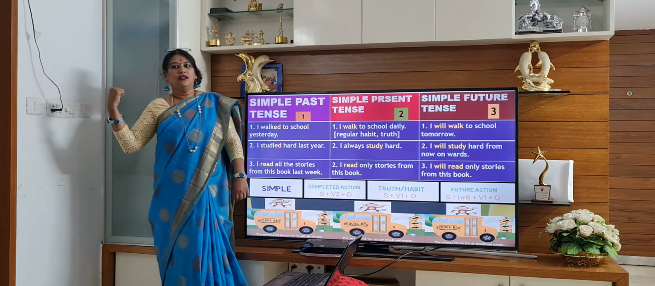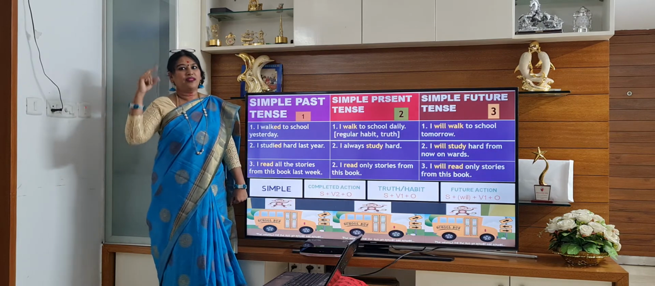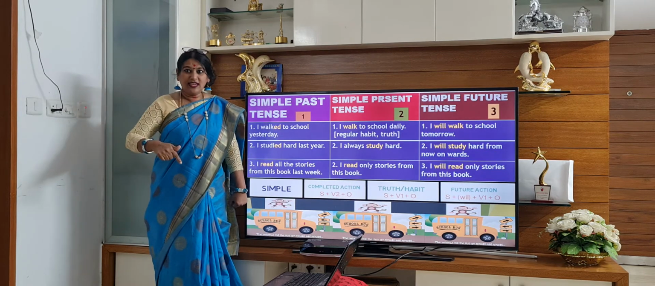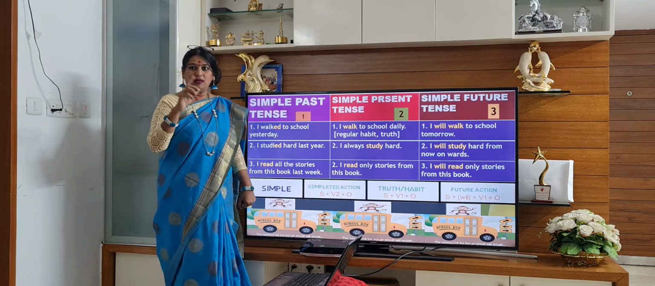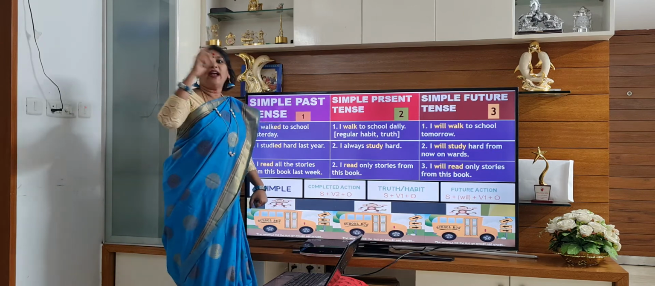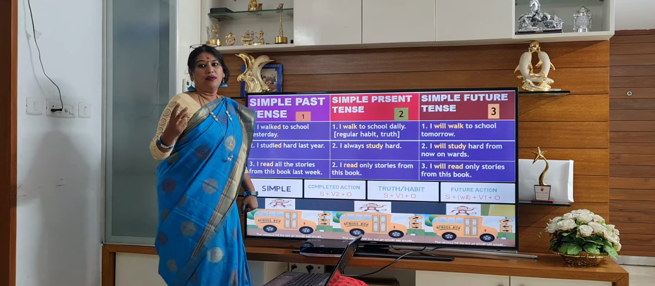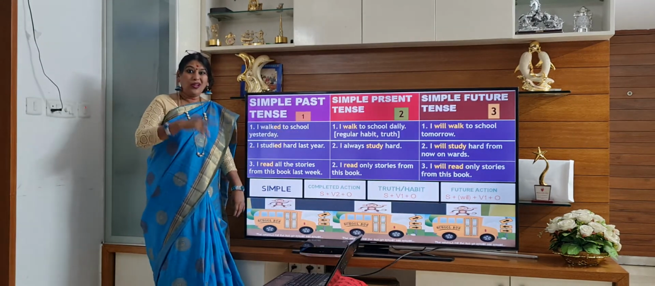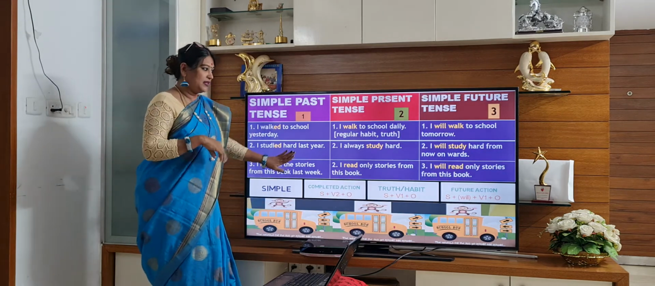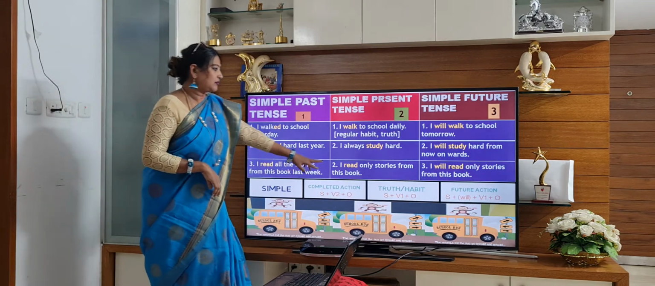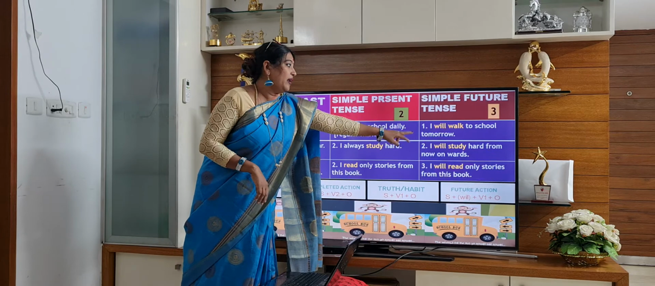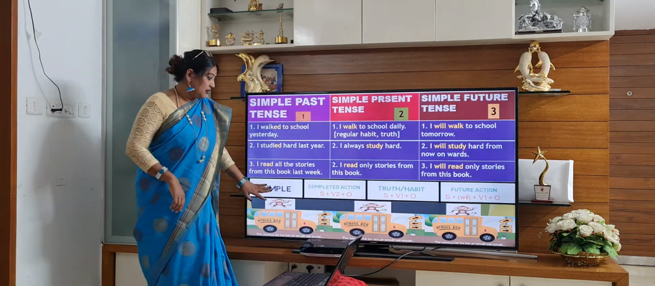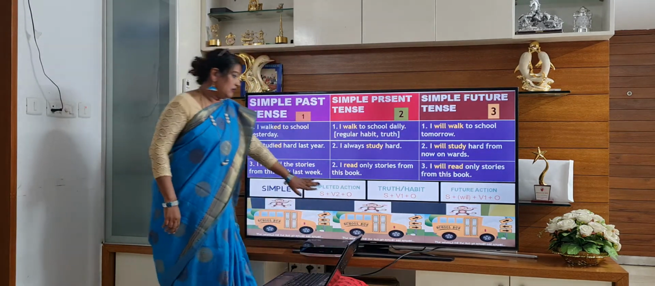Okay, so past, which verb? Second verb. Present, which verb? First verb. Third, will and second form of verb. Got it here? In the future, what you'll do? Will and add first form of verb. Is that clear? So this is, see, will and the first form of verb. Again, I'm repeating once again here.